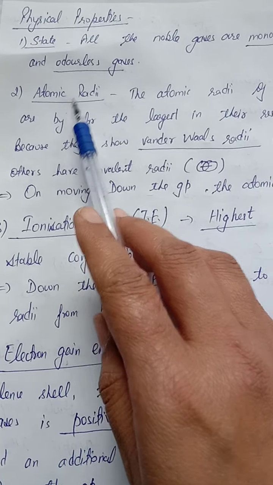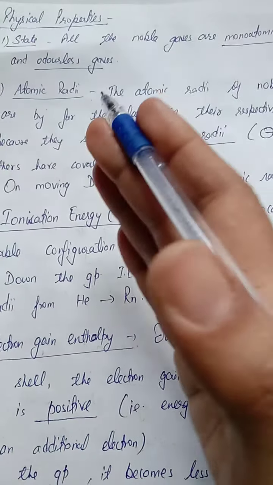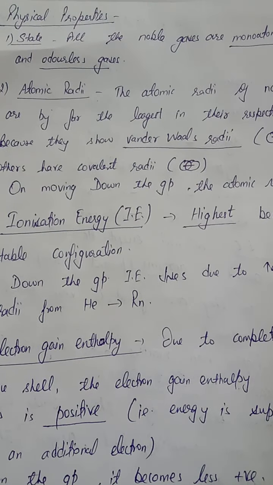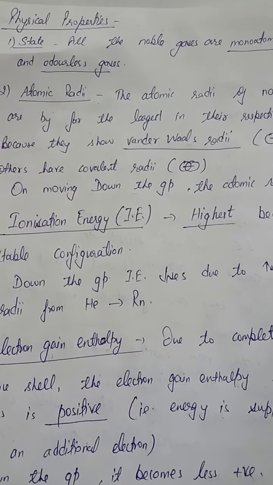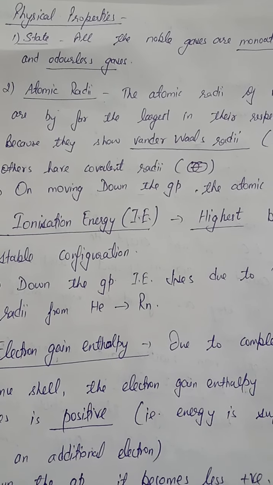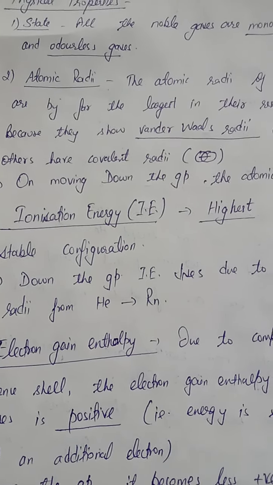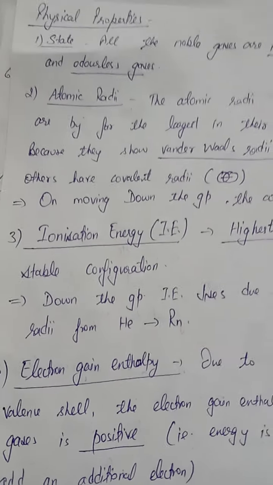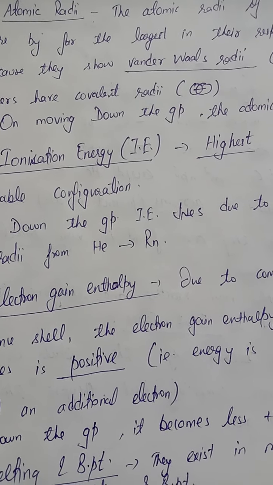Next is their atomic radius. Because noble gases are present on the extreme right of the periodic table, as we move from left to right, their atomic radius must decrease. But it is not so, because they are present in monoatomic form, as they have a stable configuration. That's why they are present in monoatomic form.